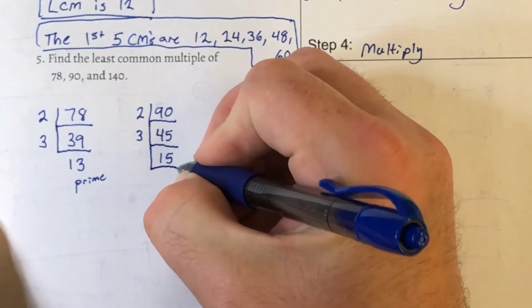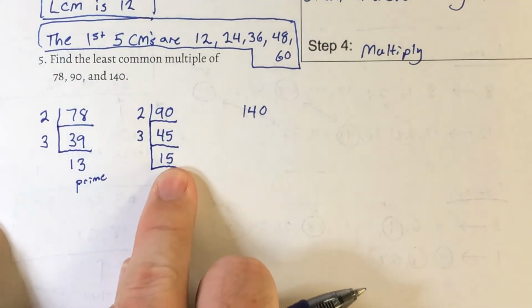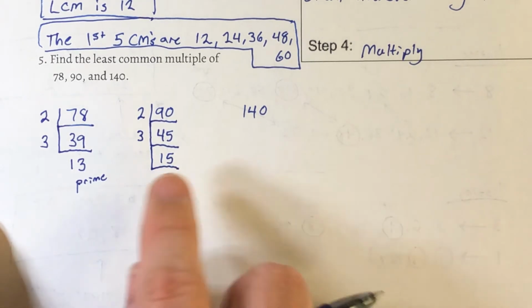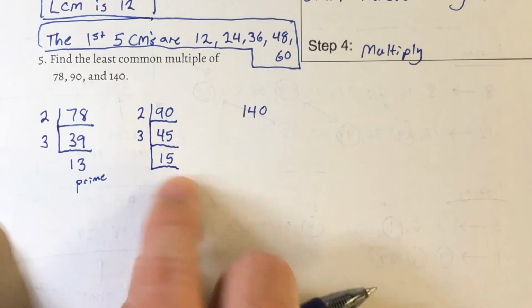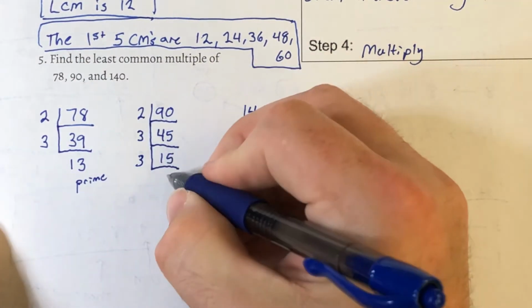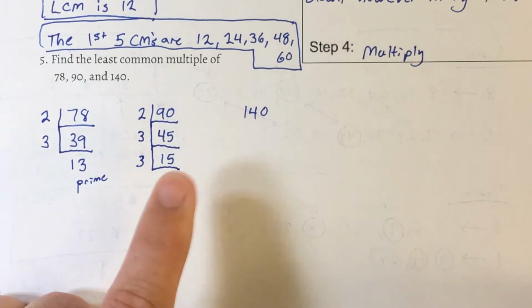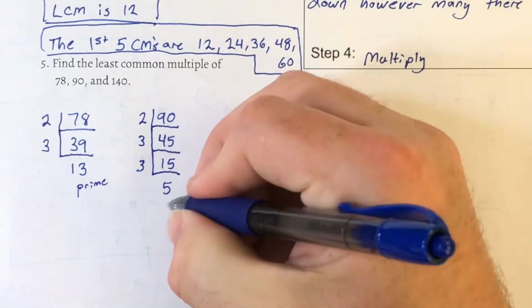No, it's not. So we continue. It's exciting. What's the smallest prime number? 2. Will 2 go into 15 evenly? No. Will 3 go into 15 evenly? Yes. How many times? 3, 6, 9, 12, 15. 5 times. Is 5 prime? Yes. So we get to stop.